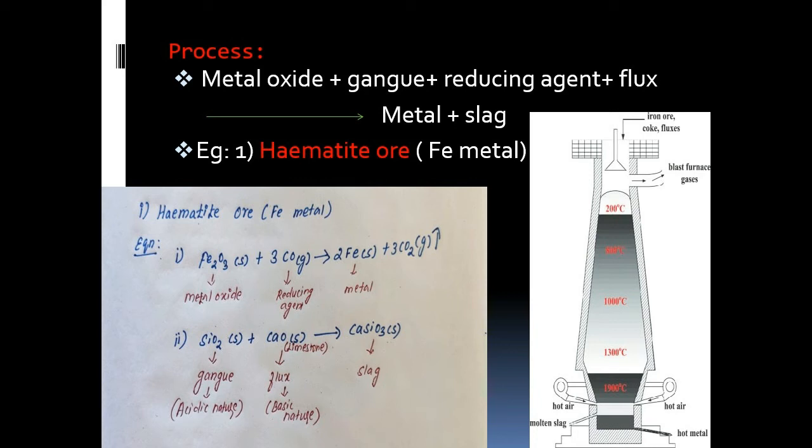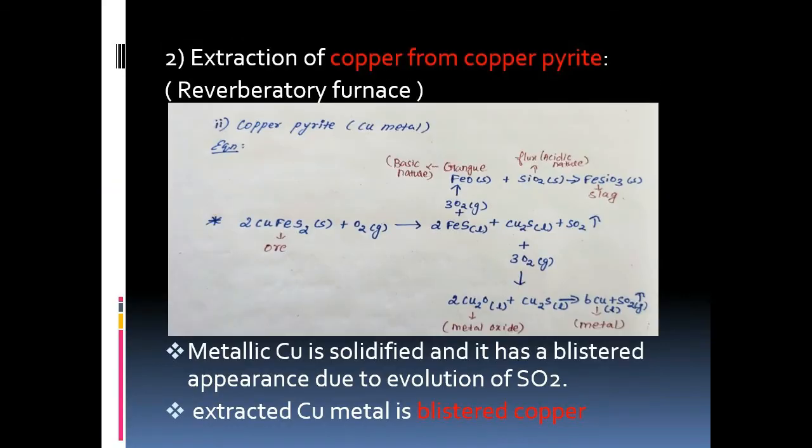Four things we are taking: metal oxide, along with some gangue, then a reducing agent, and some flux. We keep these in the smelting furnace, and because of the heating, first the metal starts separating, then after that the slag gets separated. So let us see one more example.